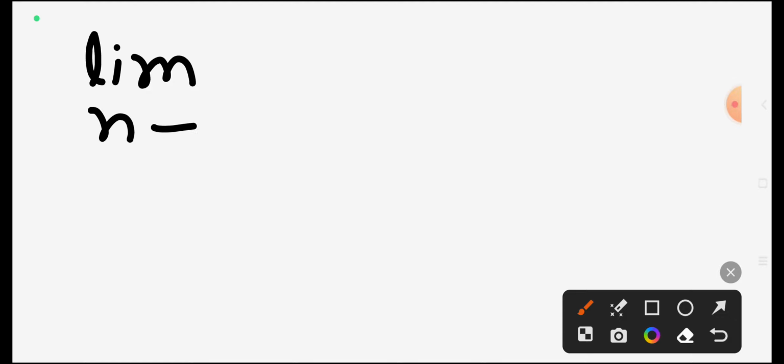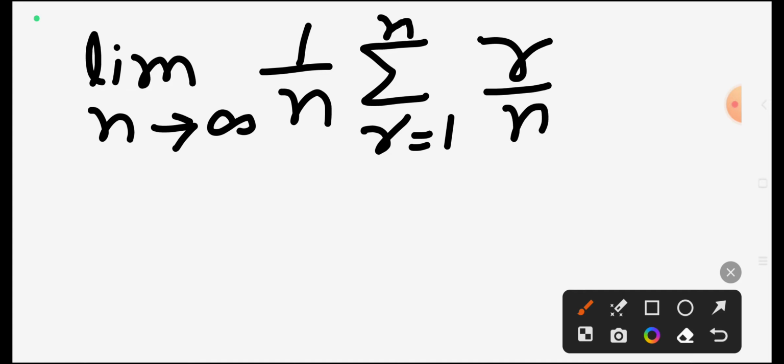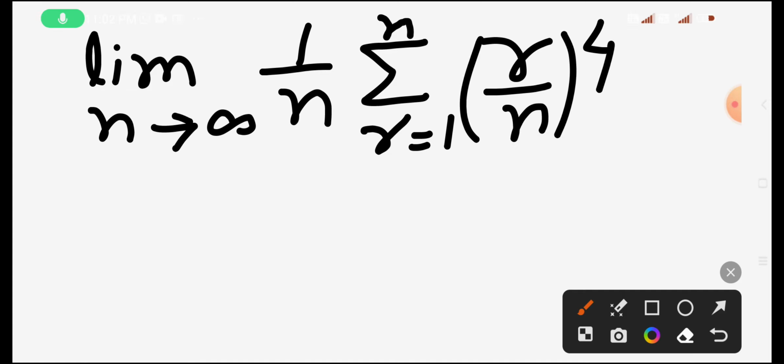So for the first part I write the limit as n tends to infinity of 1 by n, summation from r equals 1 to n, and here will be (r by n) to the power 4.